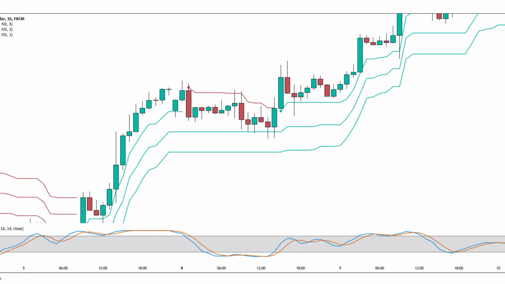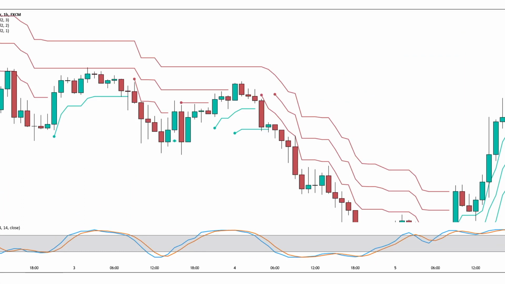The triple Supertrend indicator is used as a second filter. This means we are only allowed to take buy positions if we have at least 2 out of the 3 lines below the price, and we are only allowed to take sell positions if we have at least 2 out of 3 lines above the price.